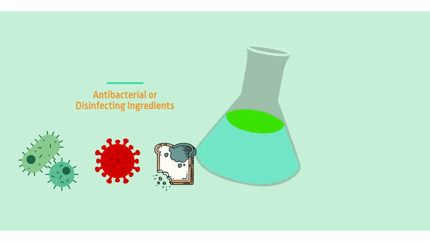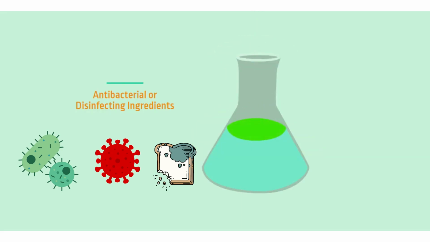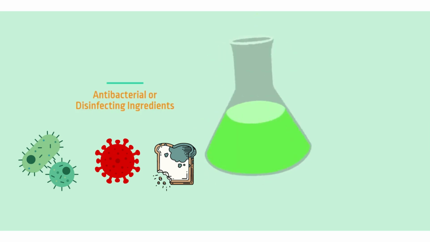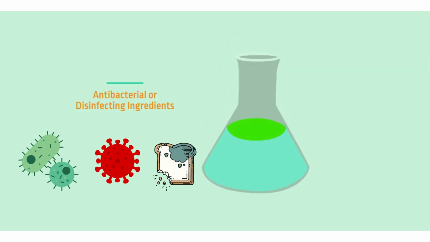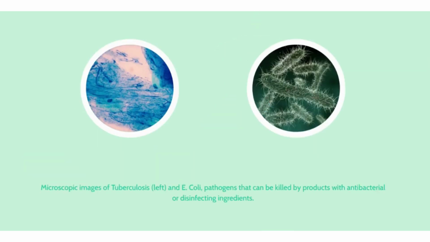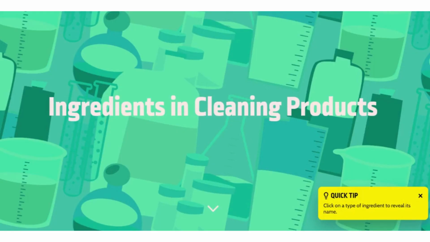There are many different types of antibacterial or disinfecting ingredients. Depending on the chosen ingredient used in a product, it may be more effective on certain microbes that make us sick, like bacteria, viruses, or mold. These images here are microscopic images of tuberculosis, here on the left side, and E. coli. These are pathogens that can be killed by products with antibacterial or disinfecting ingredients. Those are the other ingredients that are added to the active products to produce the different cleaning products.